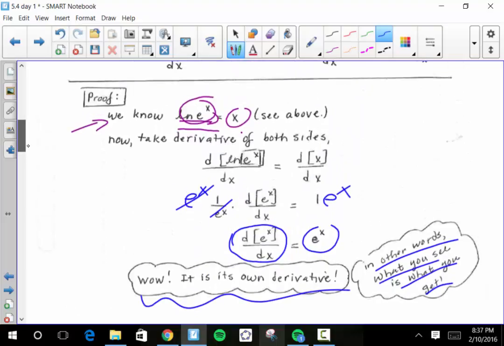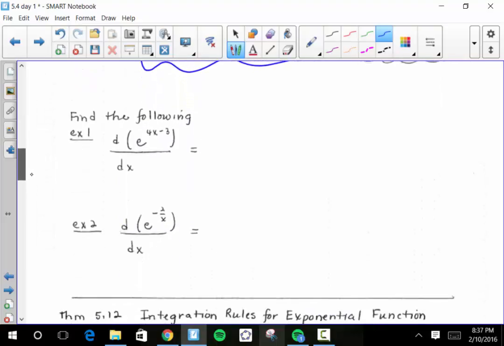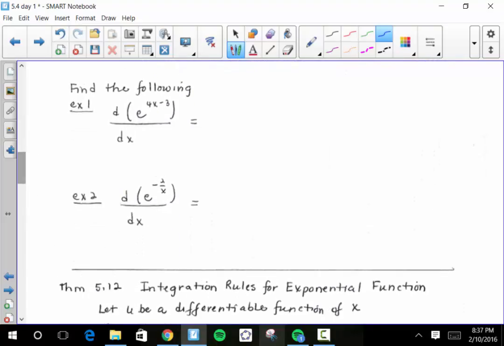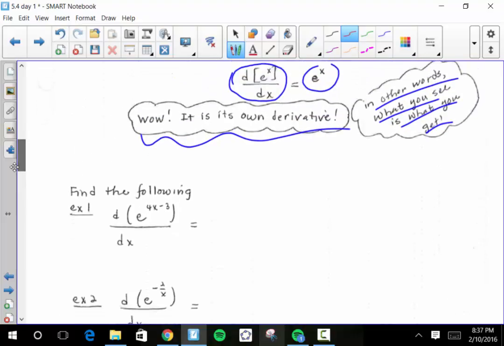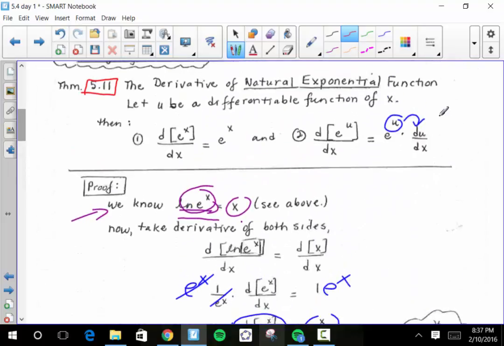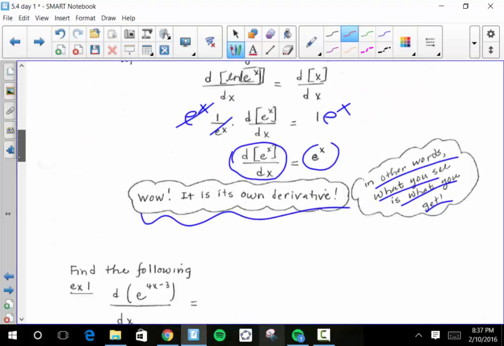Now that you know one of the coolest things in calculus, let's use it a little bit down here, okay? I haven't tried these problems yet, so I'll probably make a mistake here, but you'll see it. You guys are smart. Derivative of e to the 4x minus 3 with respect to x. So remember our formula right here. We're going to use this one right here. Our u is like our e to the x.